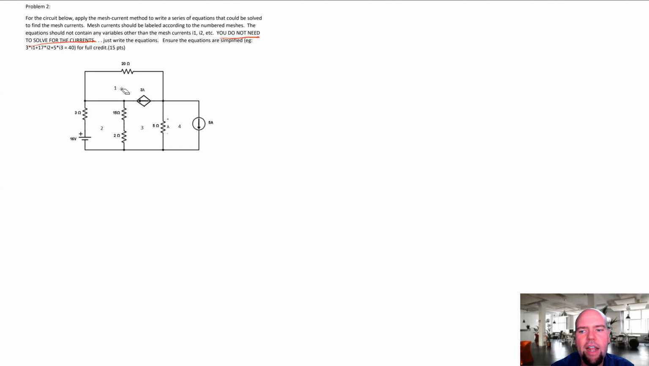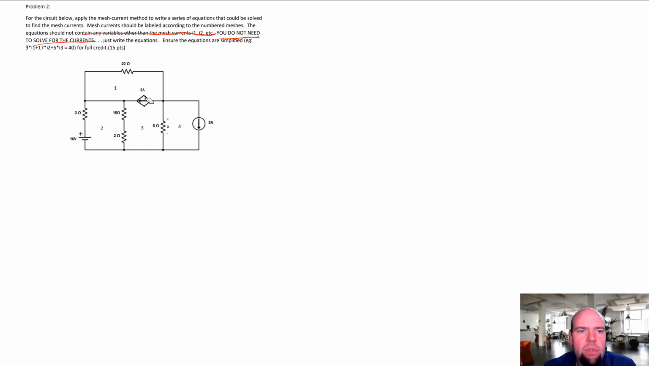It's not asking you to solve the equations, but it is asking you to say it shouldn't contain any other variables other than the mesh current. So there's a dependent supply here. So basically it's saying don't leave that lambda in there. Actually write it in terms of these unknown variables.